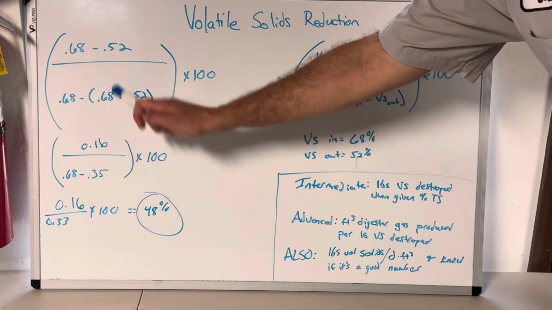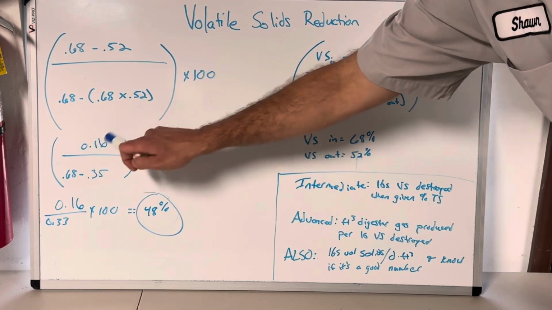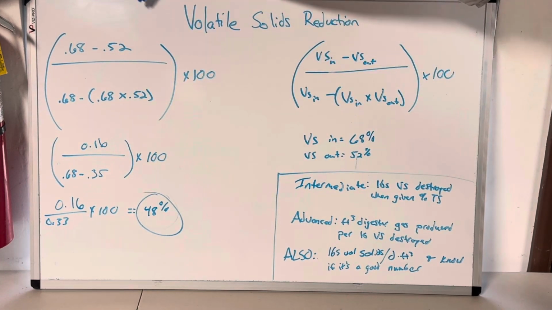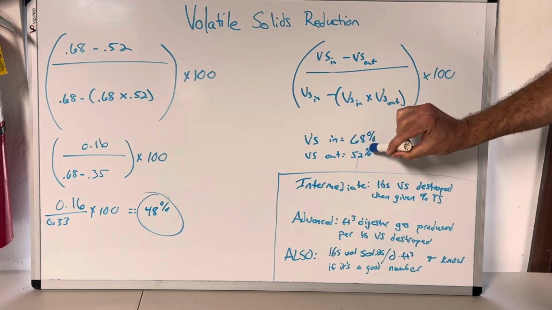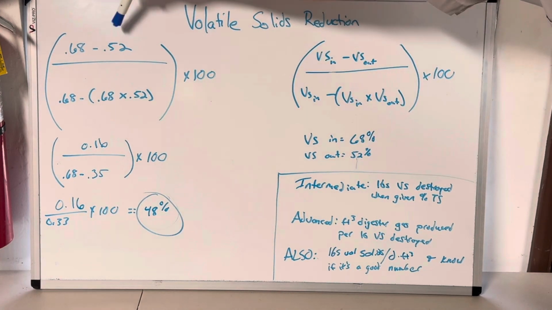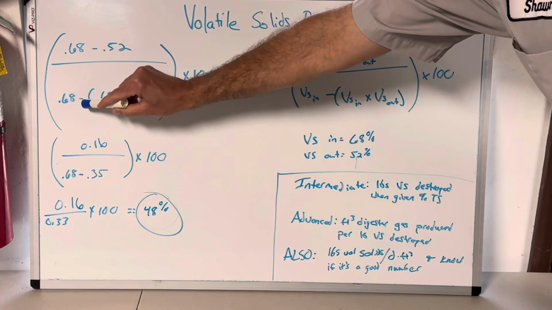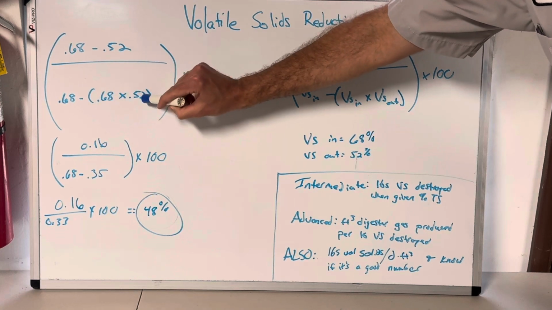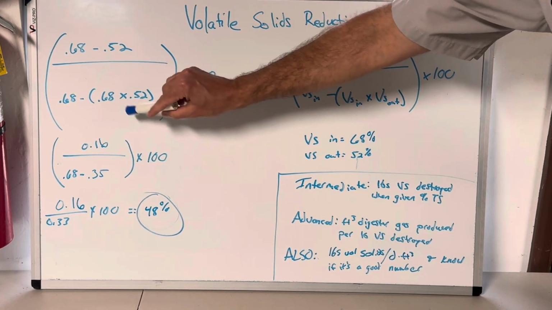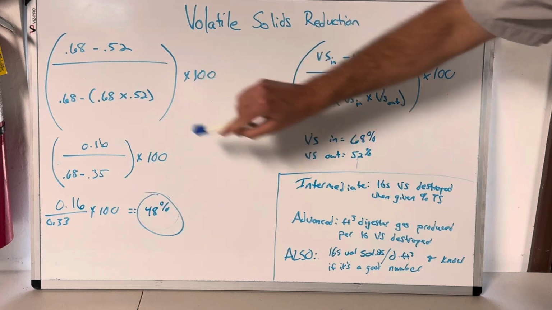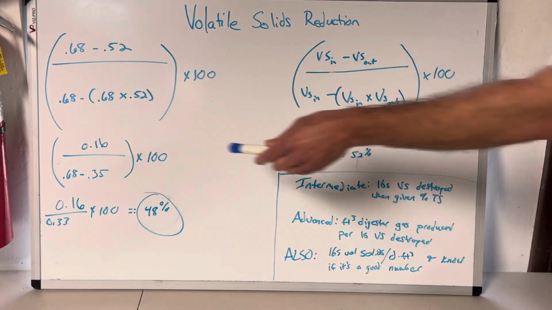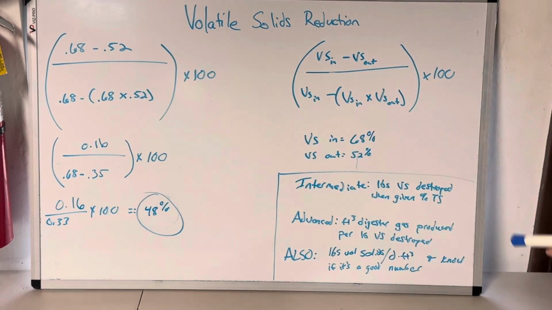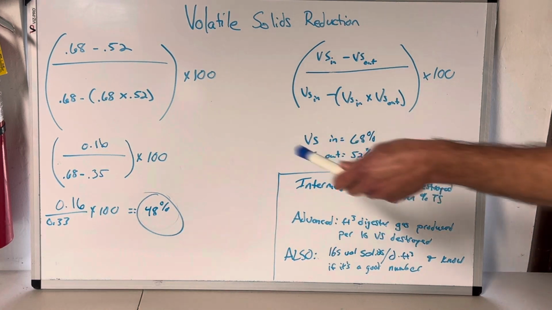Now, you'll see I did this and this on this step, and I'll explain why in a second. So we have 0.68 minus 0.52, so 68% minus 52%, divided by 0.68 minus 0.68 times 0.52. Again, do this first, because if you do it left to right, it'll screw this whole equation up. You got to do the parentheses first. In case you didn't hear me say it, do the parentheses first. Sorry.